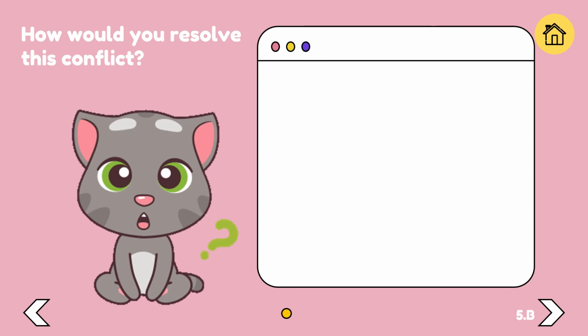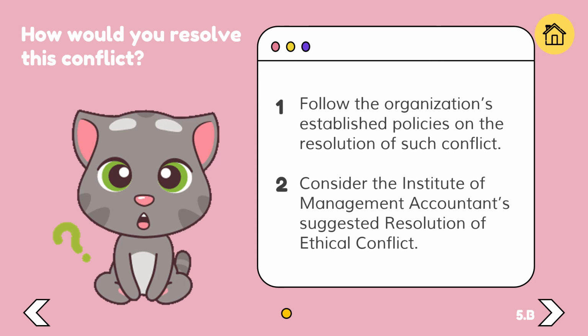Oh, another question. How can Tom resolve this conflict? He could follow their organization's established policies on the resolution of such conflict. Once followed and there is no resolution applied, he will have to consider the Institute of Management Accountants' suggested resolution of ethical conflict. In this instance, submitting the information to the level of management above Paul should be sufficient to resolve this issue.